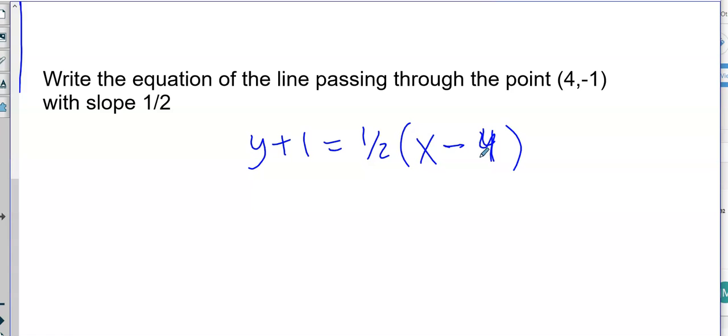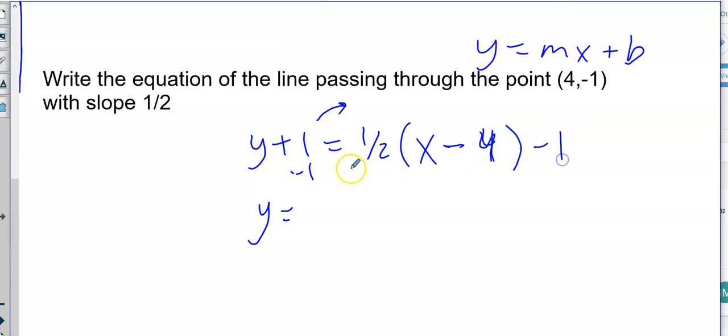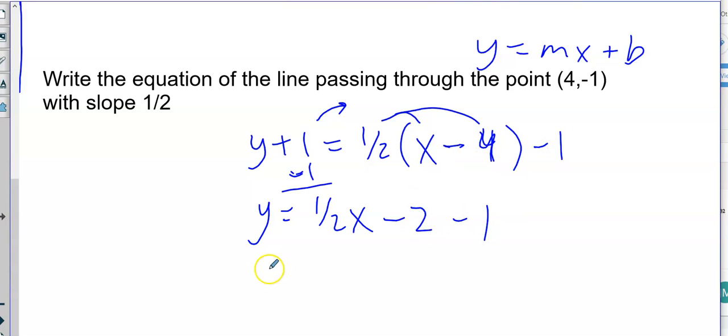So let's say you wanted to convert this into slope-intercept form. The question said, please put your answer in slope-intercept form. So you've got to solve it for y, right? You're going to subtract that 1 over. So y equals 1/2, and I'm going to go ahead and distribute here. So 1/2 x minus 1/2 times 4 is minus 2, and then I still have that minus 1 at the end. So you get y equals 1/2 x minus 3.